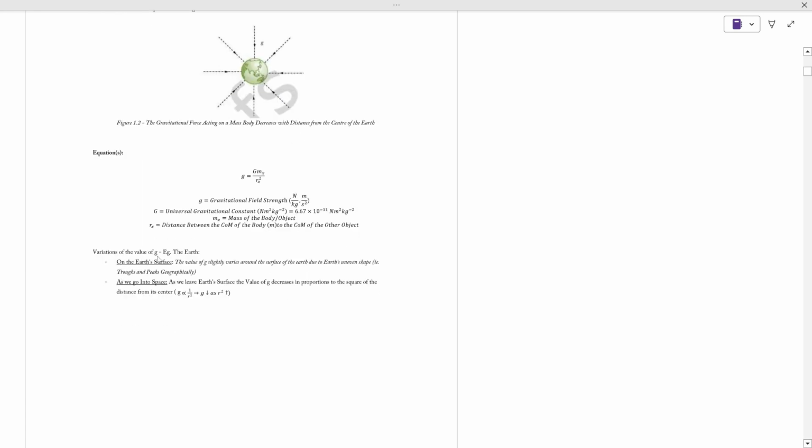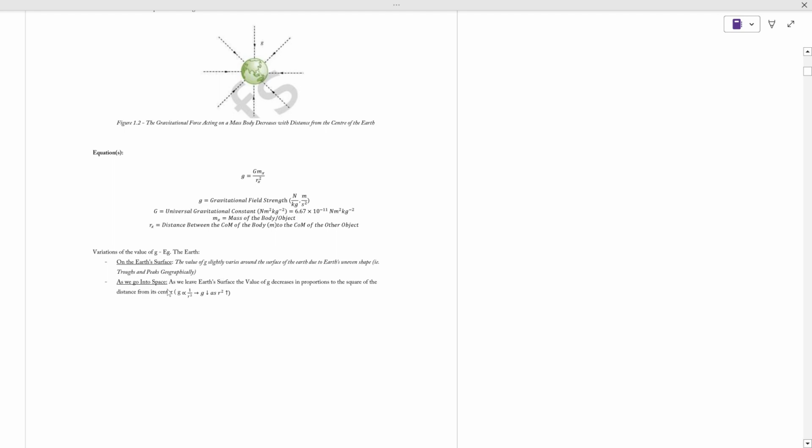So variations of the value of g, for example, on the Earth. On the Earth's surface, the value of g slightly varies around the surface due to the Earth's uneven shape, i.e. the troughs and peaks geographically. This question actually does come up in assessments and whatnot, so that's always good to know.